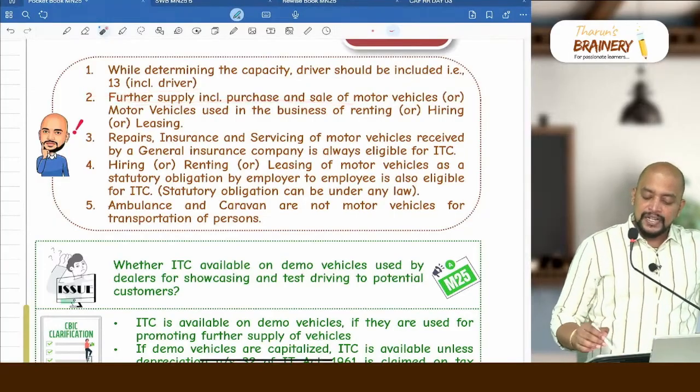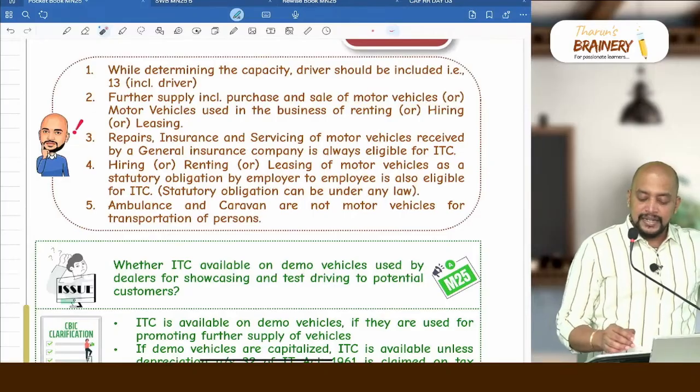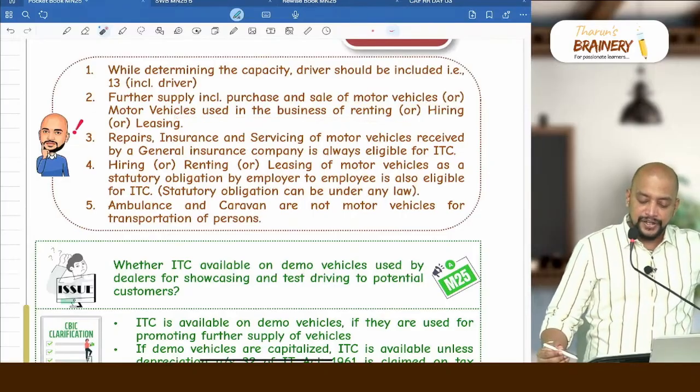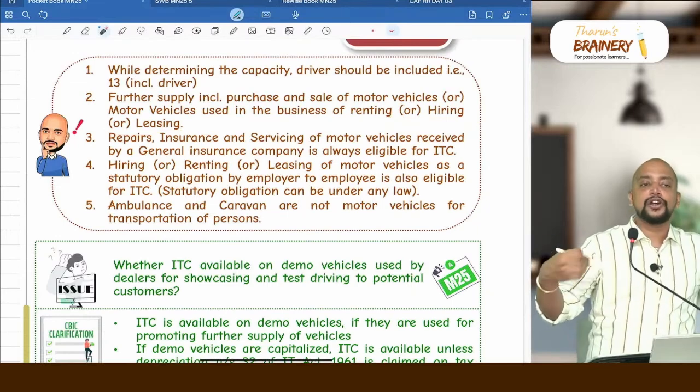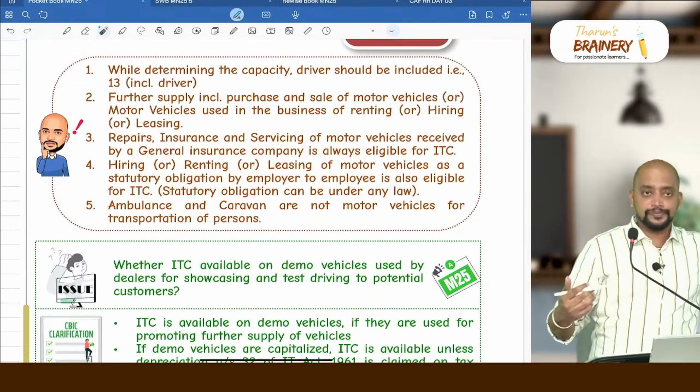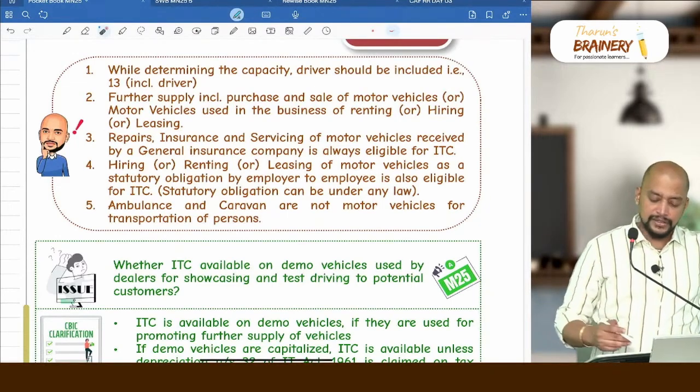Further supply includes purchase and sale of motor vehicles or motor vehicles used in the business of renting, hiring or leasing. I told you already, further supply need not be only sale, it can be into renting of motor vehicles also.